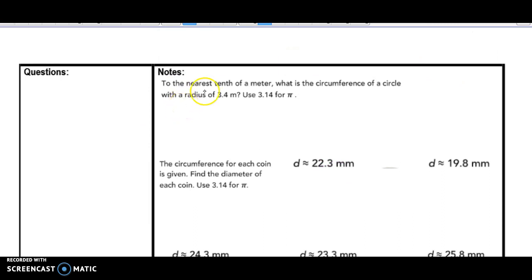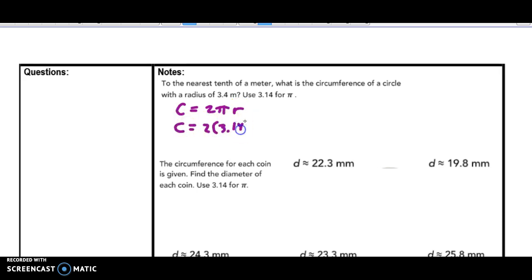So to the nearest tenth of a meter, what is the circumference of a circle with a radius of 3.4 meters? So this time I see that they've given me radius, so I'm going to write down my circumference formula that uses radius, 2 times pi times r. I always start by writing my formula. Now I'm going to substitute in what I know.